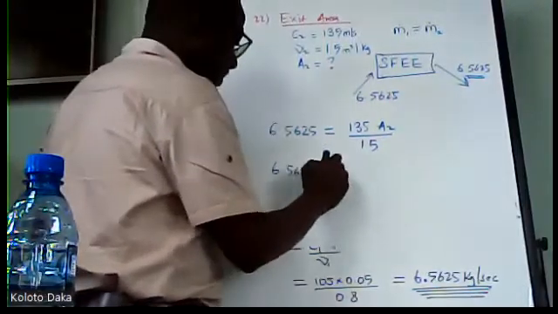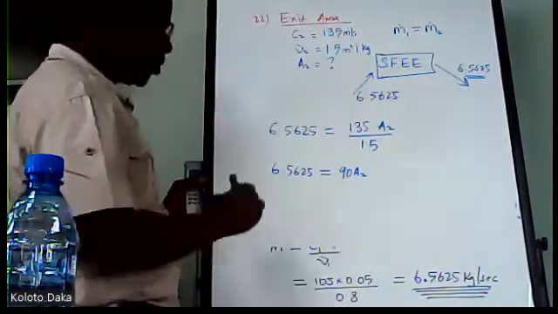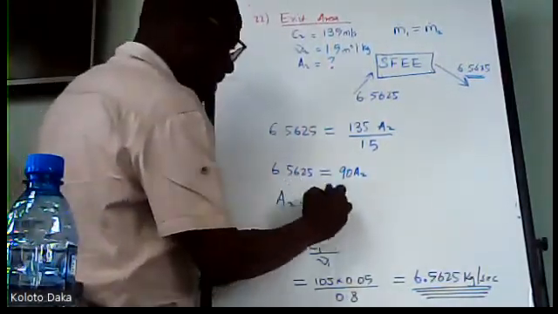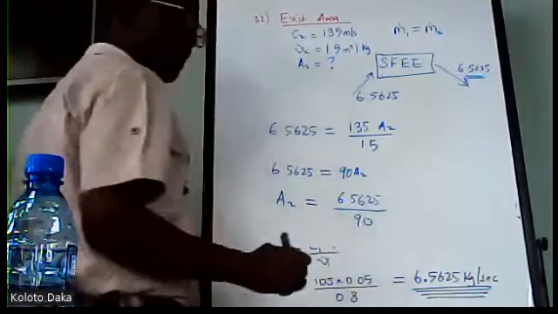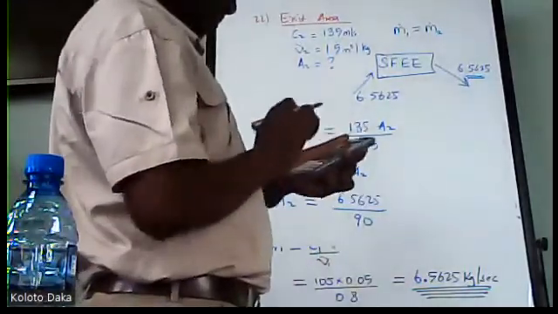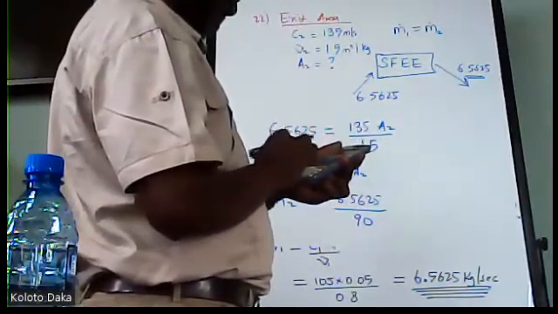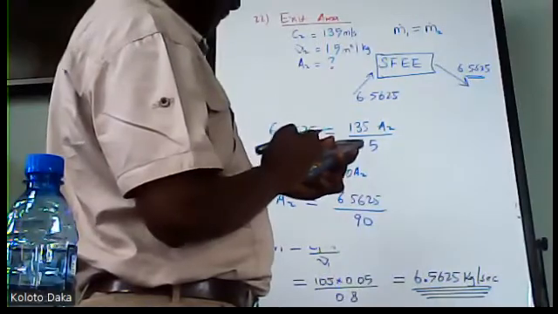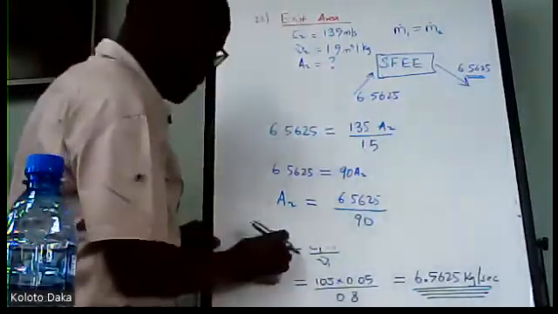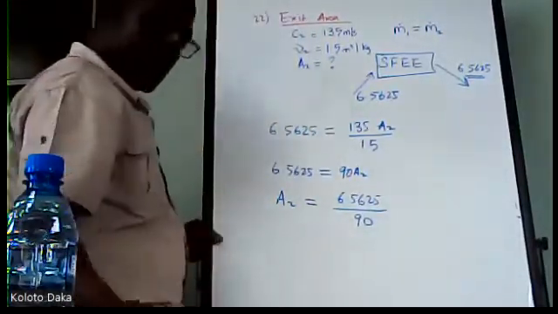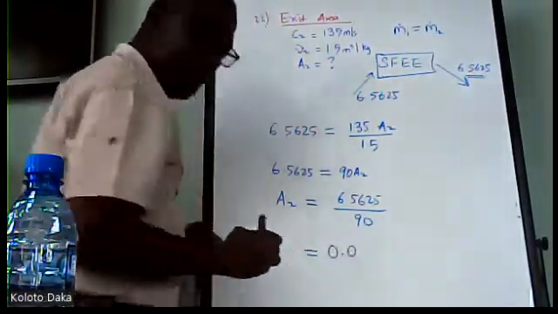6.5625 is equal to 90 multiplied by A2. When you solve for A2, A2 will be equal to 6.5625 divided by 90.